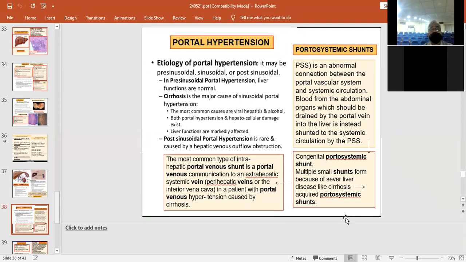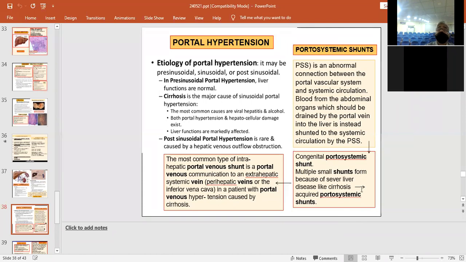Post-sinusoidal means post-hepatic. Whenever there is pressure on the bile duct area, the vessels are also passing closer to it. So when there is a carcinoma of the head of the pancreas, or a stone in the bile duct, it can also put pressure on this venous system, leading to portal hypertension.